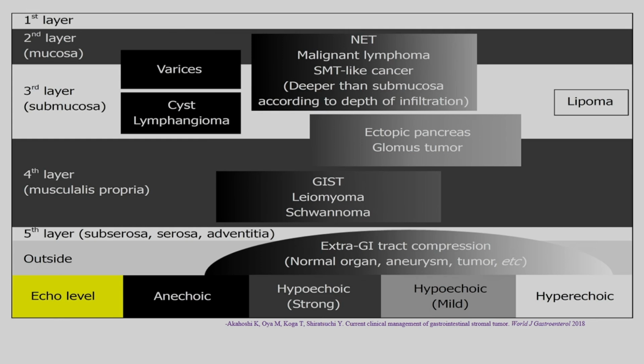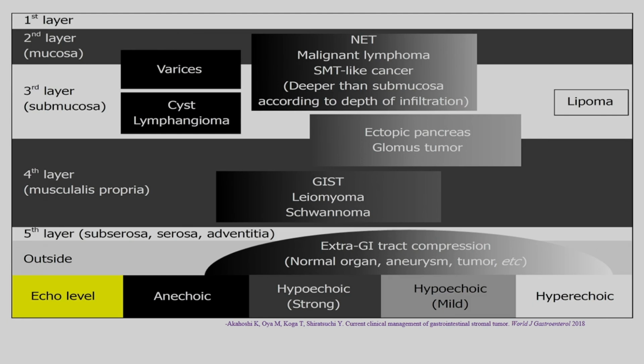So that means it's either a blood or a fluid. If it's arising from the mucosa or submucosal layer, it could be varices, cyst, lymphangioma, or lymphangiomas. So this clears what is anechoic. And the only hyperechoic lesion usually is lipoma. So if it is lipoma, it will be hyperechoic.